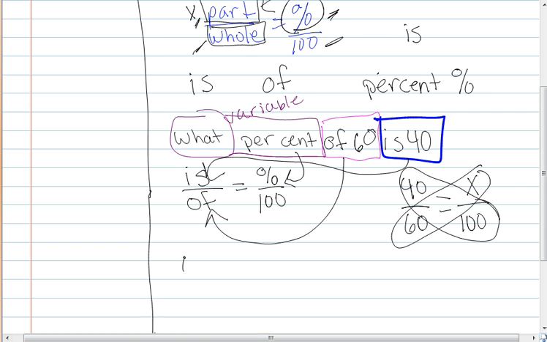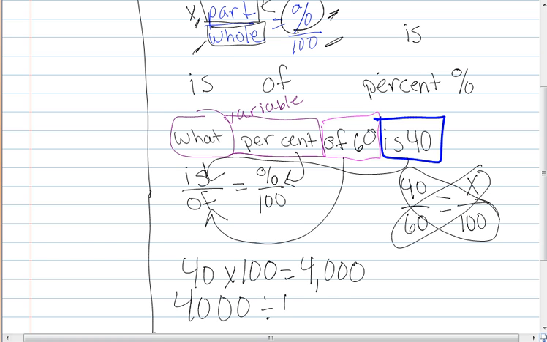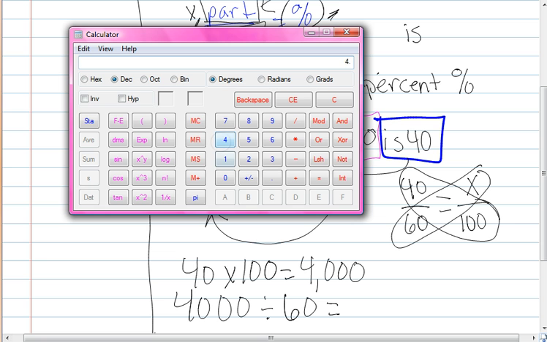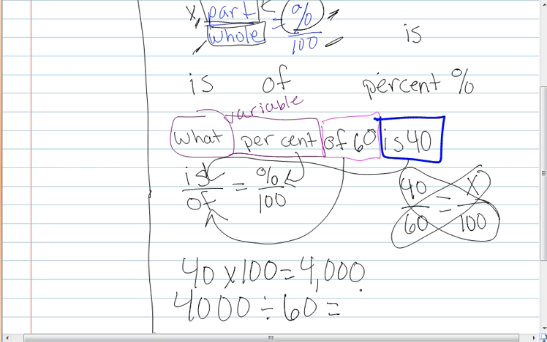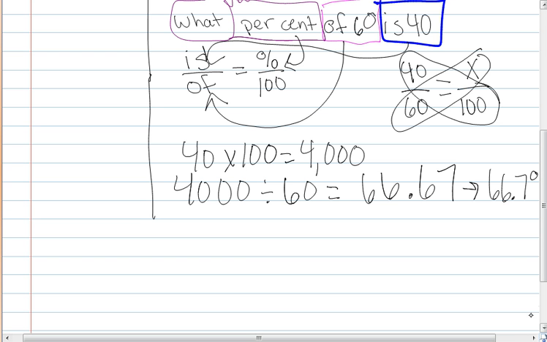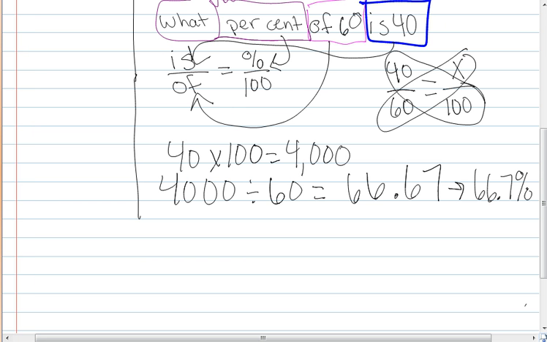I'm going to type it into my calculator, and I get 40 times 100 equals 4,000. I'm going to do 4,000 divided by 60. I do 4,000 divided by 60 equals, and I get 66.67. If it says round to the nearest tenth, then you would make 66.7. And you got to put a percent sign on it because it is the percent.